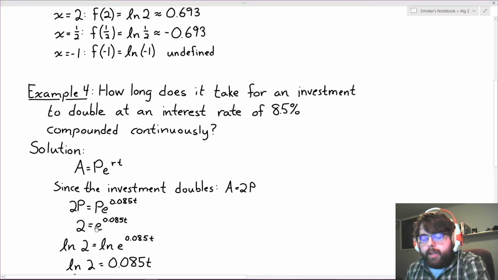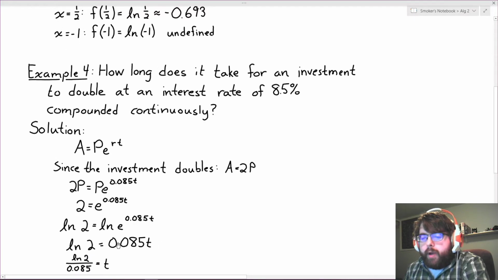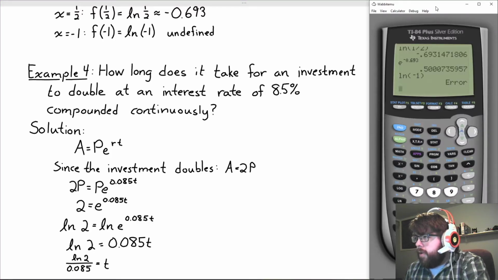If we're going to do that, we're going to take log base e, which is what this is, of 2 is equal to the exponent. So this is converting it to logarithmic form. This is taking the ln of both sides. Remember, there's two ways to do that. Either way, you're going to end up with ln of 2 is equal to 0.085t, at which point we can divide both sides by this decimal and then use our graphing calculators.